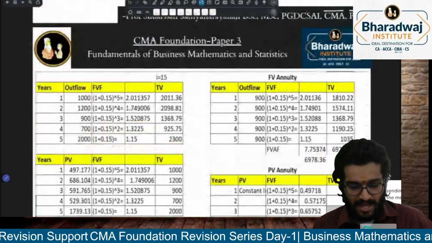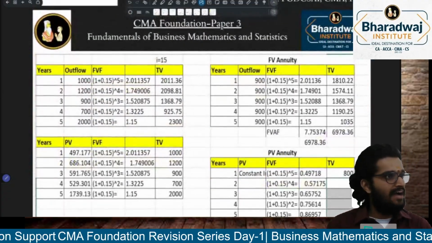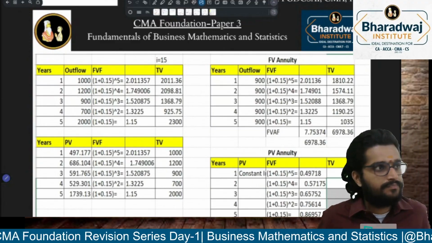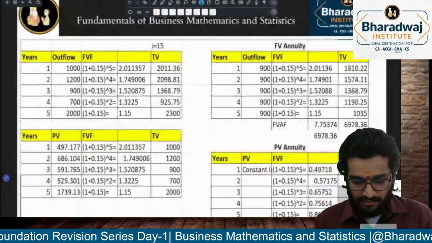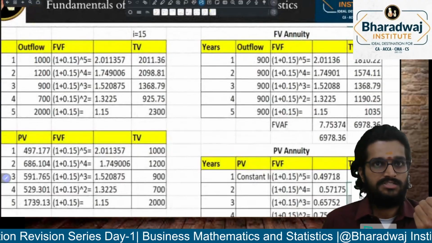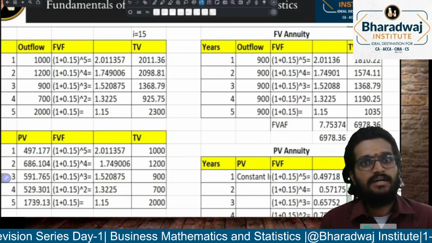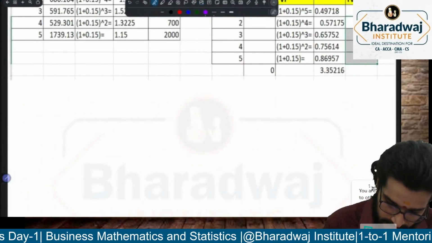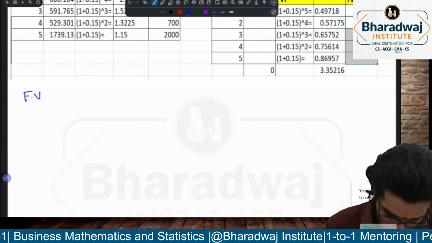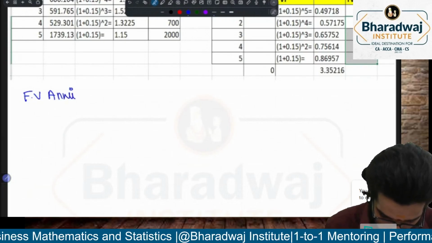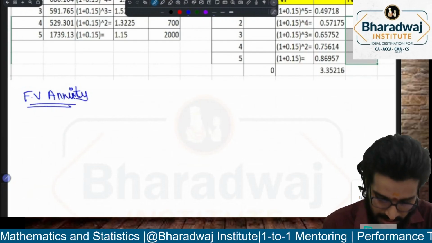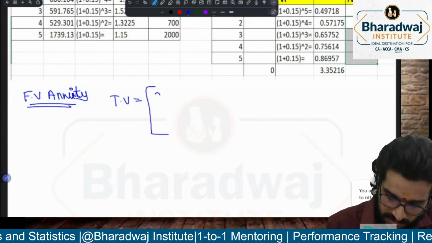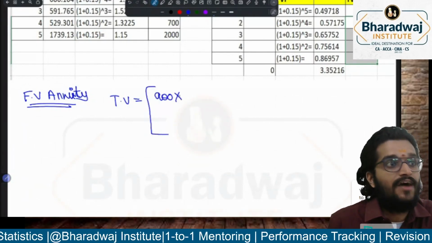See, we had the discussion of how to compute this annuity factor, but there is also a formula to find the same annuity factor. That is, take future value annuity. You are making a constant investment. So let me write the terminal value as: what's the constant investment? 900. What is the compounding factor?